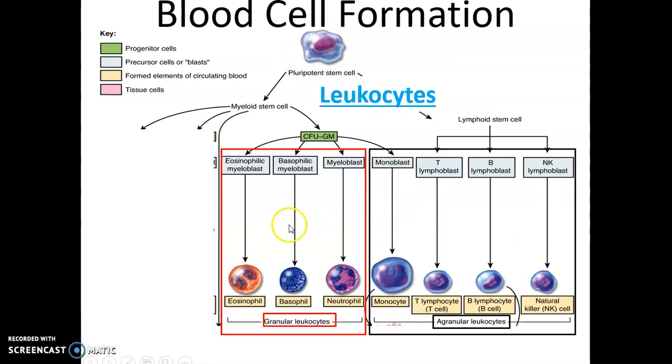comes all of the different kinds of leukocytes found in the bloodstream. This includes the granular eosinophils, basophils, neutrophils, and the agranular monocytes and lymphocytes, which can be broken down into T lymphocytes, B lymphocytes, and natural killer cells.